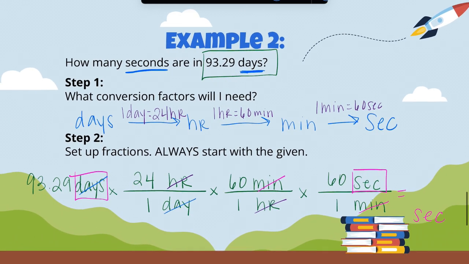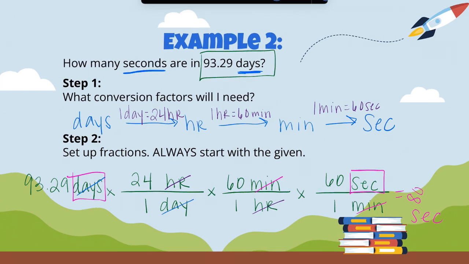In my calculator, I'm going to multiply all the numbers on the top. 93.29 times 24 times 60 times 60. And because it's all ones on the bottom, I don't have to worry about that. So when I plug that into my calculator, I get 8060256 seconds. But not quite done.